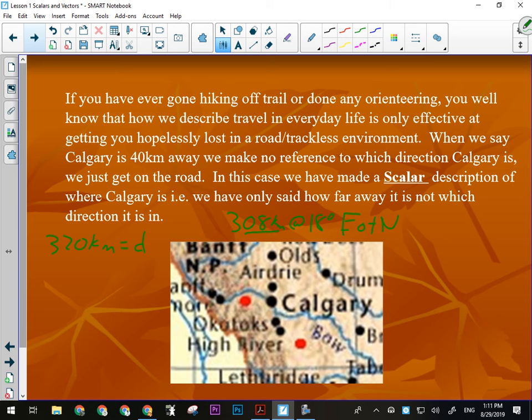It's more descriptive. All right? Because I don't want anyone to get the idea that vector quantities are always more accurate. They're not. In fact, they could be less accurate. Accuracy depends on how you measure the number.